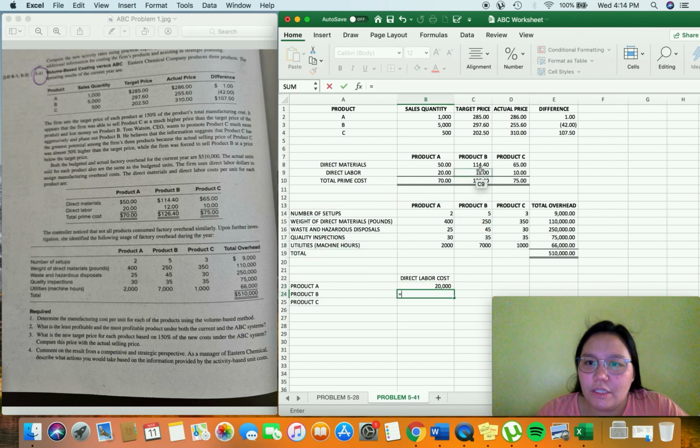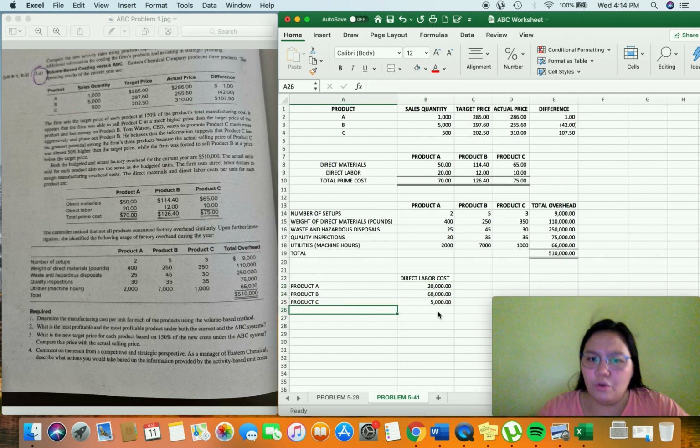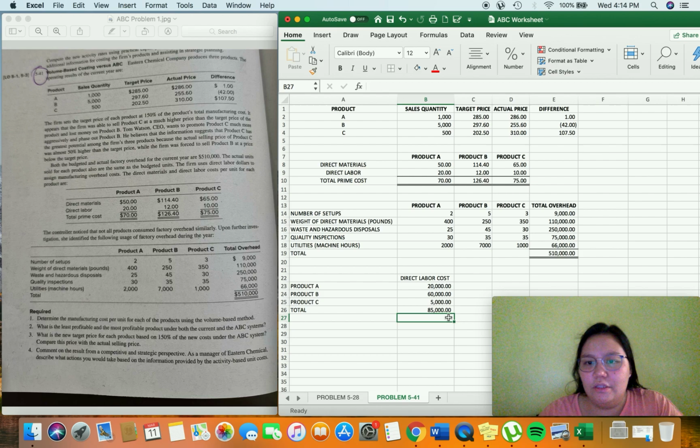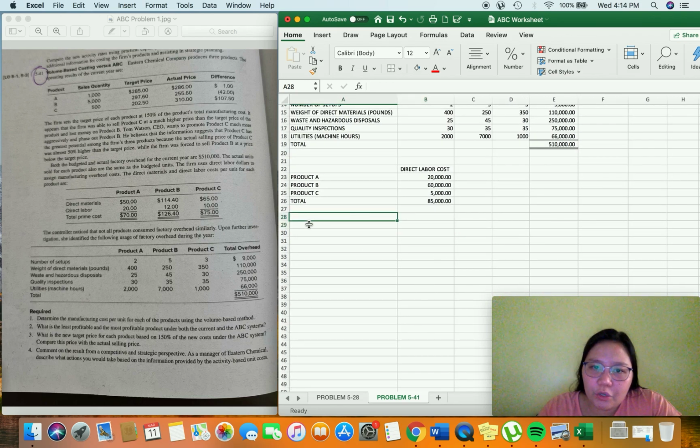For product B, same process. So 12 times 5,000 units, we have 60,000. And for product C, we have direct labor per unit of 10 multiplied by 500, we have 5,000. Okay? So our total direct labor cost is equal to 85,000. Now, we are going to compute the predetermined overhead rate.